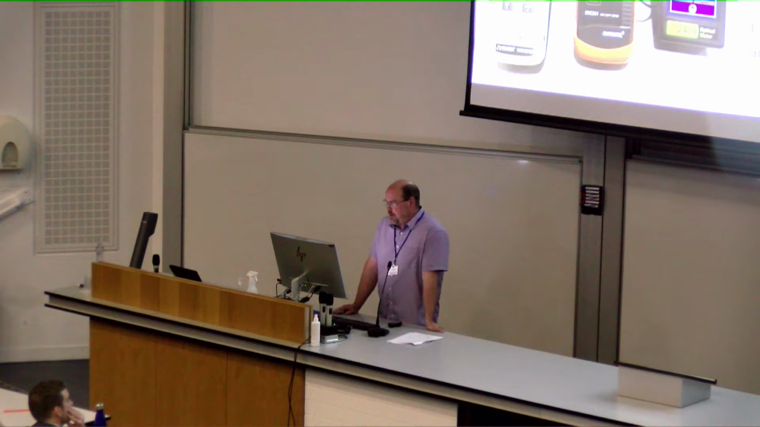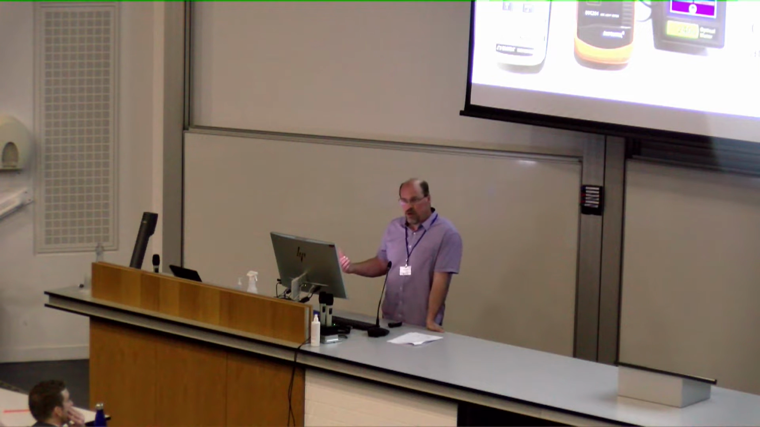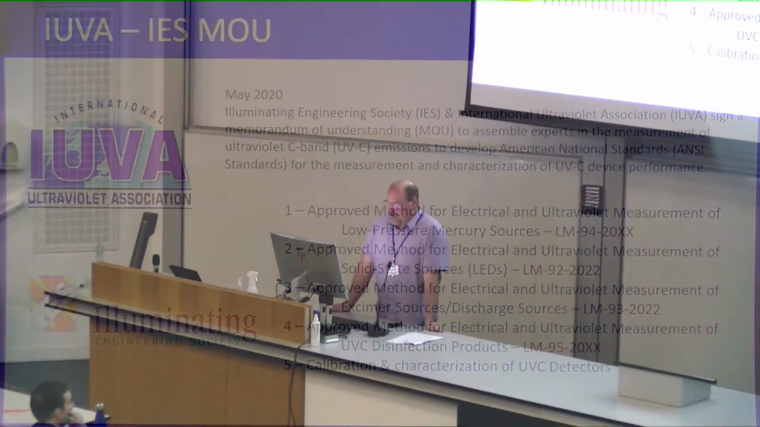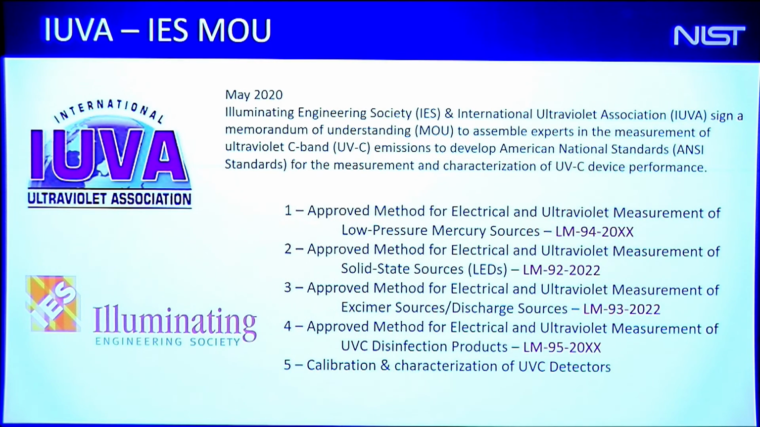CIE has put out 220, where they have a lot of characterization and calibration methods for UV radiometers, and it provides a lot of indices to describe the characteristics, but there's not much educational information in there. It's not much how do I really do this. So in the US, the IUVA and the Illuminating Engineering Society put an MOU together, and we're working on several documents to be able to measure the photons.